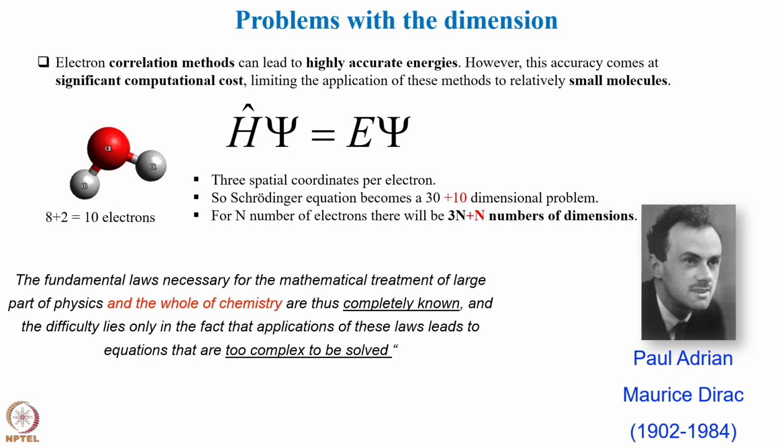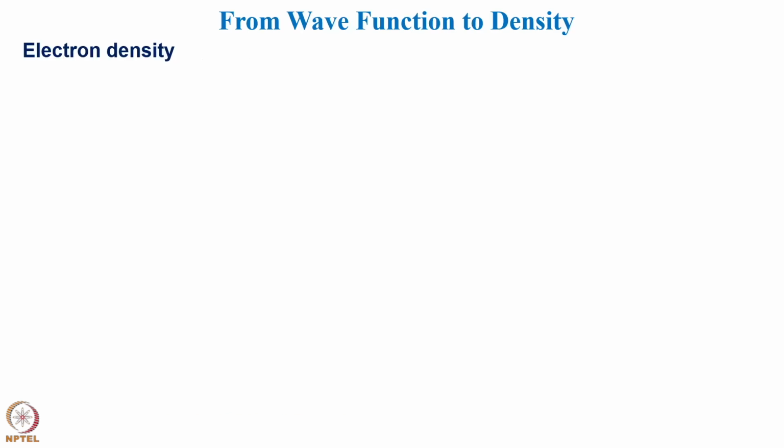So that means with wave function theories, you cannot go for very large molecules accurately because of the fundamental nature of how the equation looks. So we have to think of a better way. What better way can we have? Think what we can do.